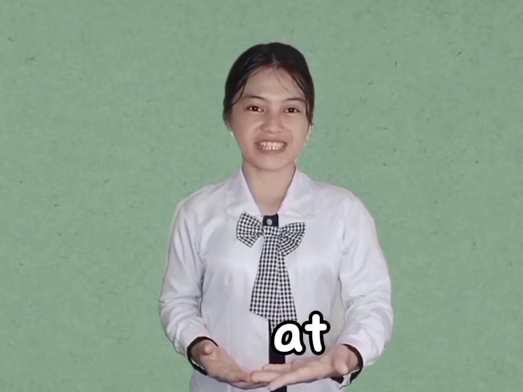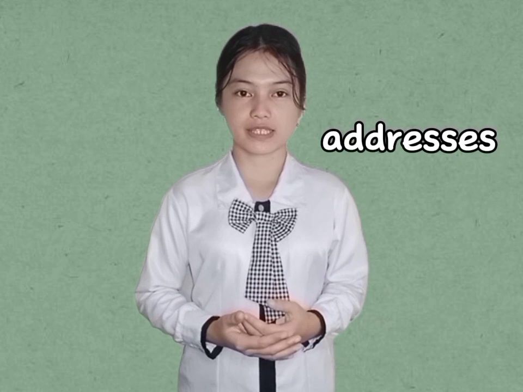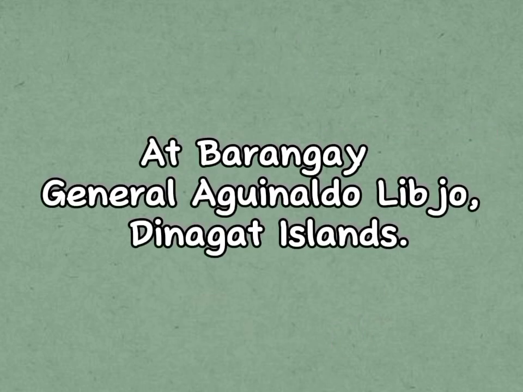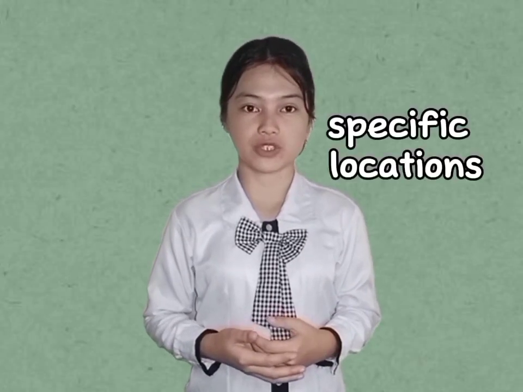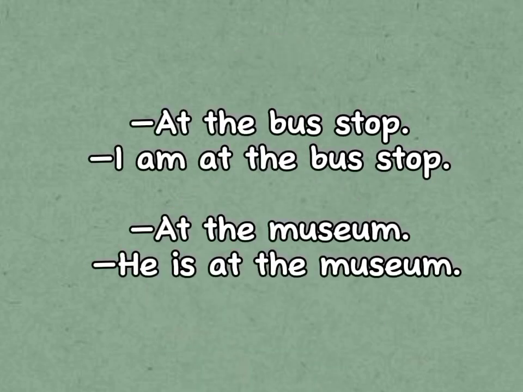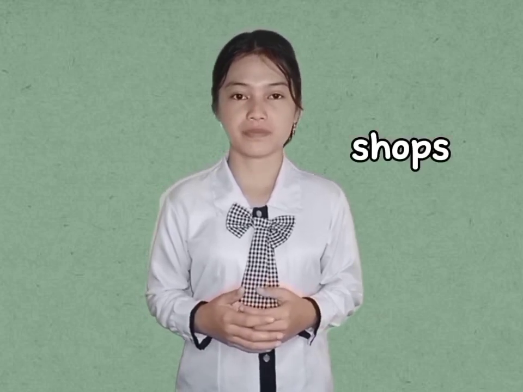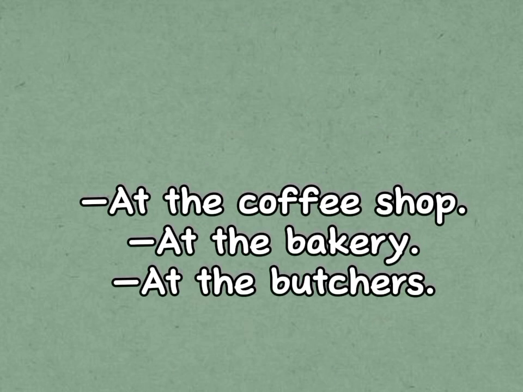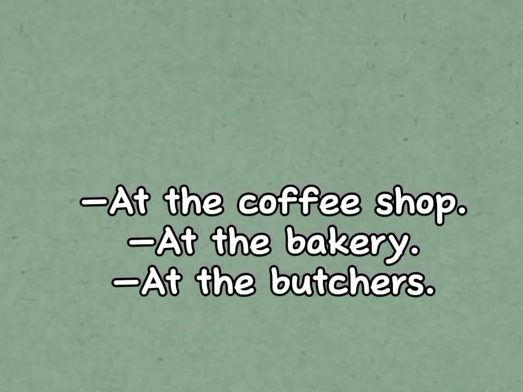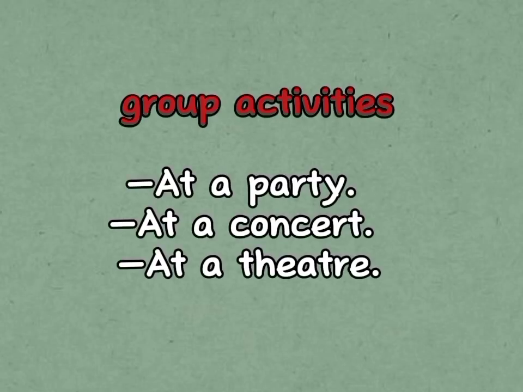Finally, we have at. Very specific usually. We use at for addresses. At Barangay General Aguinaldo, Libo, Dinagat Islands. We also use at for specific locations. At the bus stop. I am at the bus stop. At the museum. He is at the museum. At is also used for shops: at the coffee shop, at the bakery, at the butcher's. At a party. At a concert. At a theater.